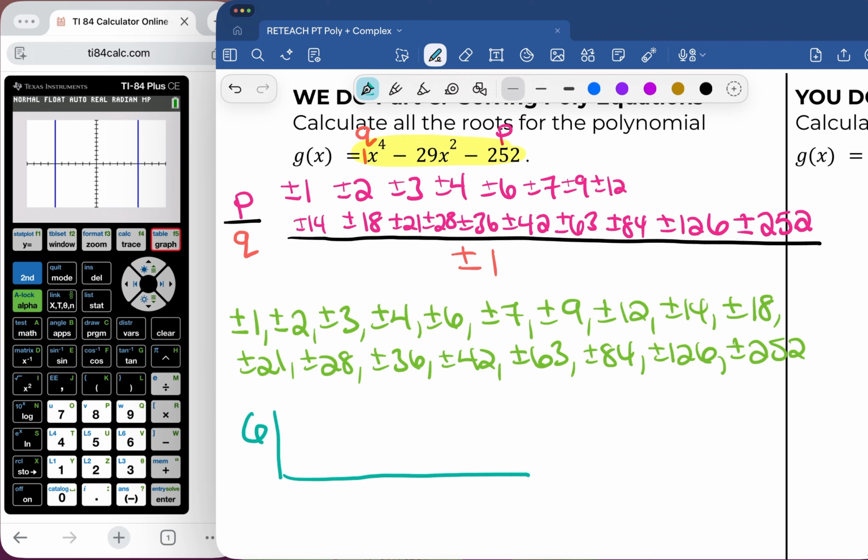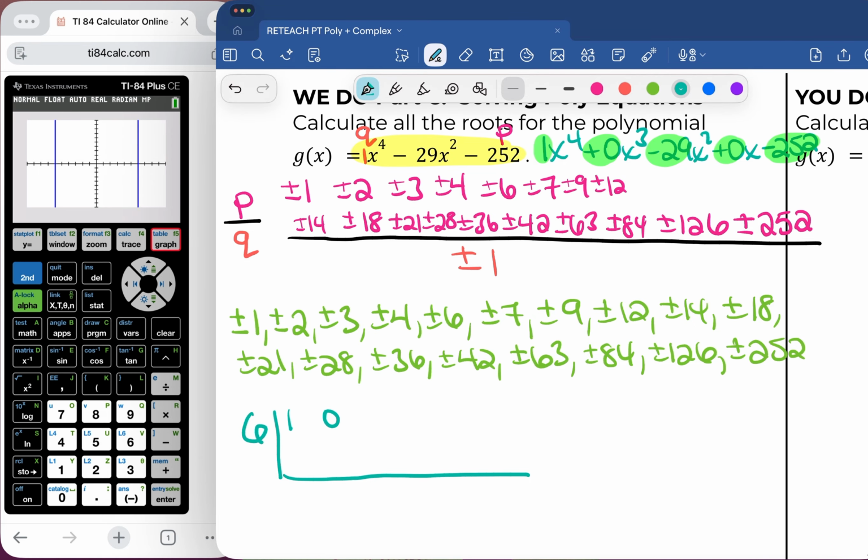So with my highest exponent being a 4, I should have an x cubed behind it, and I don't see that right now. And so I would say that I have 0 x to the power of 3. I do have x to the power of 2 given, but I do not have an x to the power of 1, and I do have my constant with x to the power of 0. So the coefficients that we're going to use for this synthetic division are 1, 0, -29, 0, and -252.